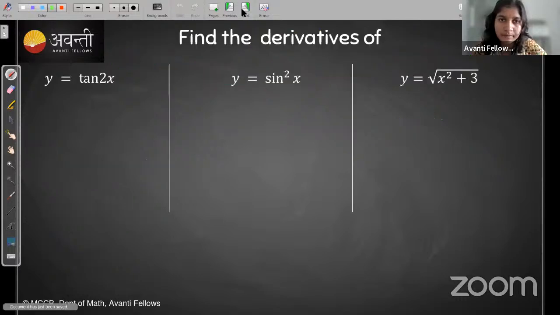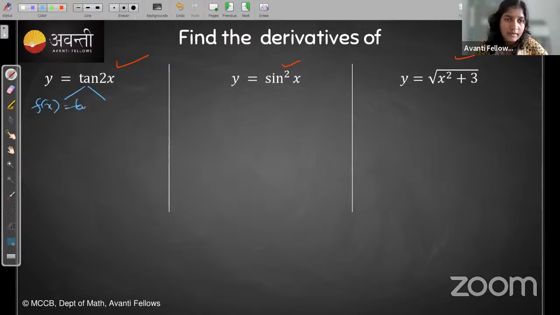Well then, next. See, there are some examples here. Now just try to tell me, is this function a composite or not? At least tell me whether this function is a composite or not. Text me in the chat box. Yes. Well, they are composite functions, right? Why? Two functions are involved in this. What is f of x here? f of x here is tan x. And what is g of x here? It will be 2x.